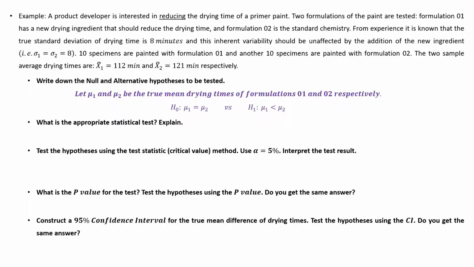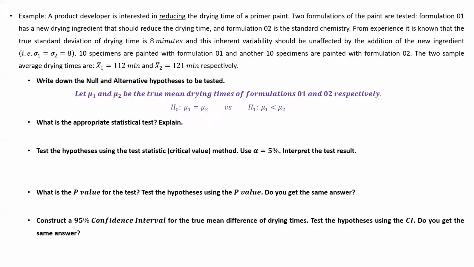The keyword underlined is reducing. Therefore, if the new ingredient reduces the drying time, formulation 1 must be shorter because it's formulation 1 which contains the new ingredient. So the alternative hypothesis H1 should be mu1 is lesser than mu2, i.e. this is a left-sided test.